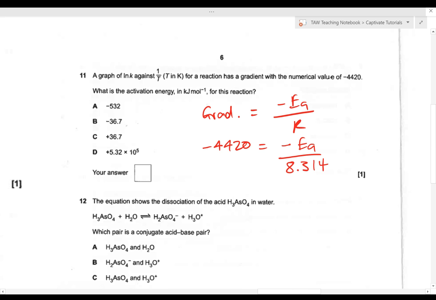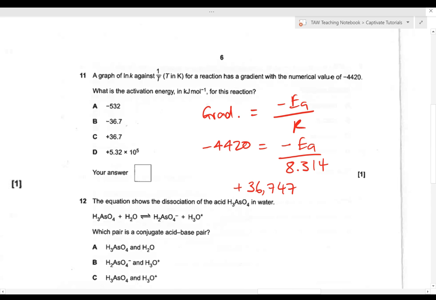And rearranging that, if we times minus 4,420 by 8.314, that gives us a value of plus 36,747.